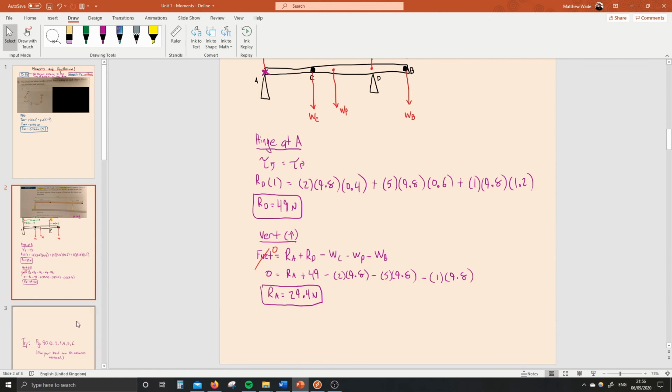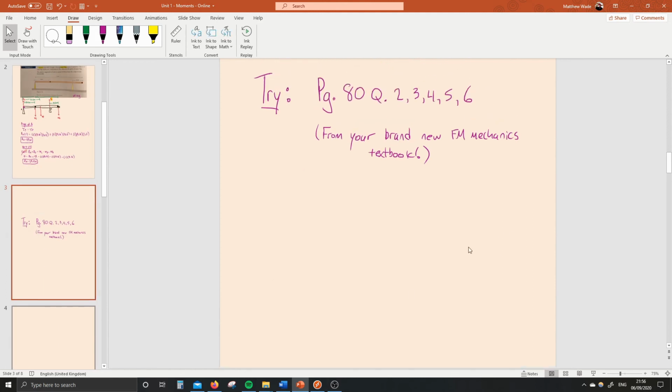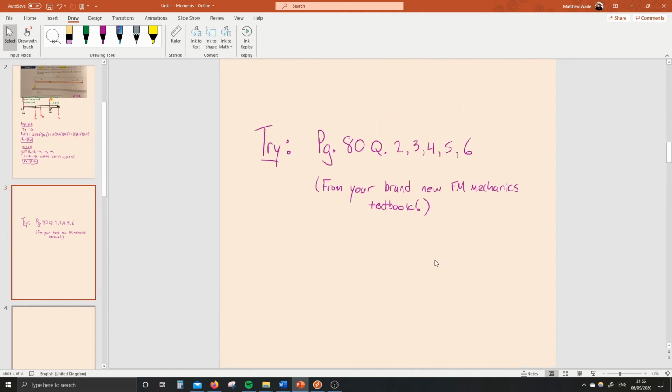Right, so here's what I'm going to get you to do. I just want you to try this from your brand new snazzy purplish bluish book. Page 80, question 2, 3, 4, 5, and 6. And that's all I want you to practice. This one's not going to be homework because I will do one more lesson with you this week. And I'll set a homework based on that one because it's a little bit harder than this topic. But I still want you to have a little go at that today.